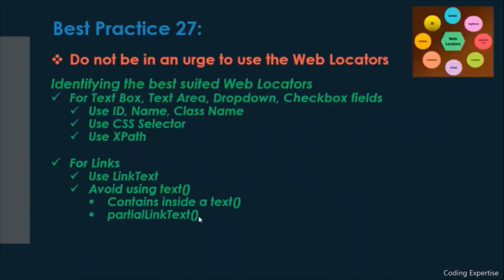Let's move on. We should not be in a hurry to get the locators. Using the right locators helps to avoid NoSuchElementException. For text box, text area, drop down, checkbox fields and all, the first preference would be using ID, name and class name. And the next preferences are CSS selector and XPath. Likewise, for links as well, avoid performing assertions using the text method or contains method. We must not rely on partial verification or even actions on the page. So please make a note of this. Let's move on.